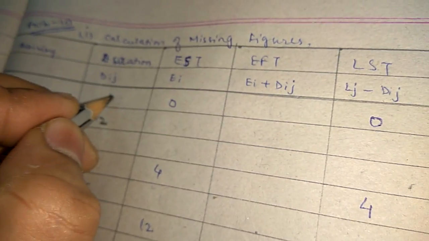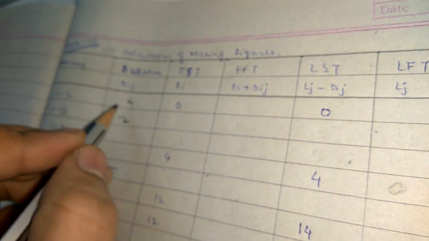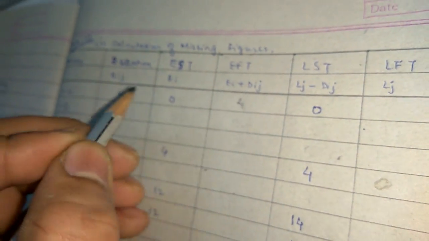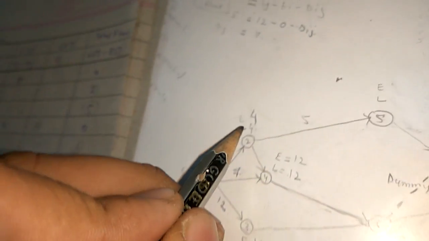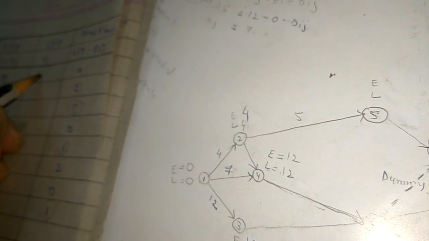So far we have covered 1 to 2. Between 1 to 2, duration is 4. If duration is 4, Ei is 0, so Ei plus Dij will also be 4. Lj minus Dij is 0, so Lj between 1 to 2 will be 4.